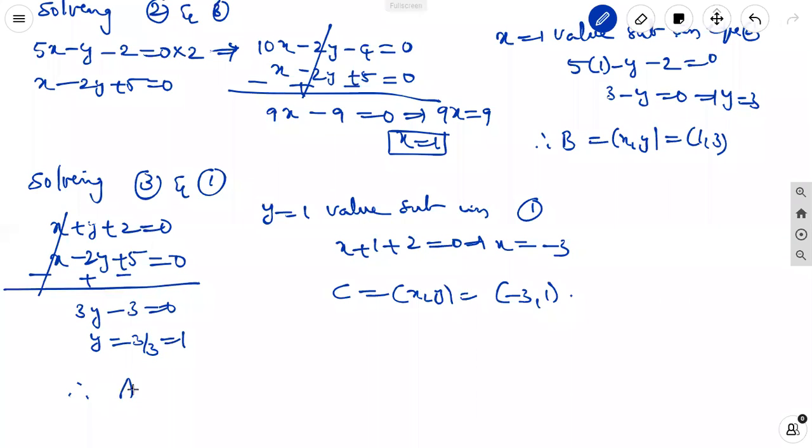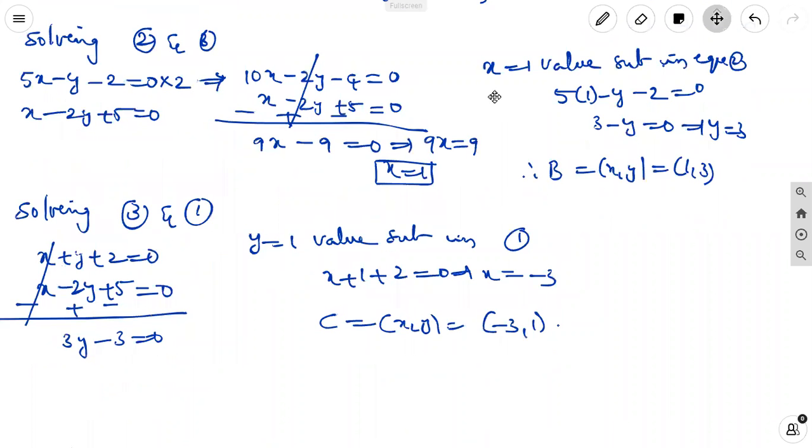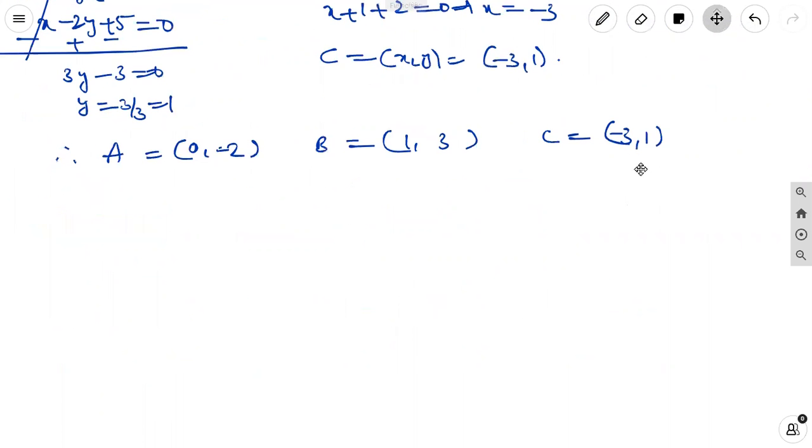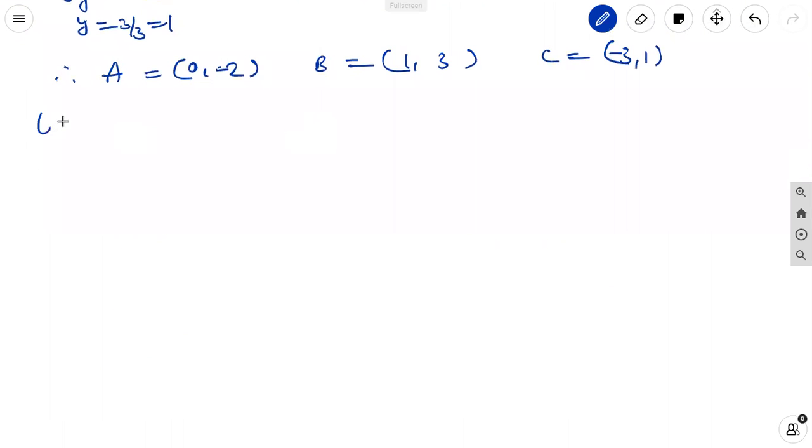Therefore, the vertices are A, B, C. Here, A point is 0 comma minus 2. B point is 1 comma 3. C point is minus 3 comma 1. Now, let S equal to x comma y be the circumcenter of the triangle.